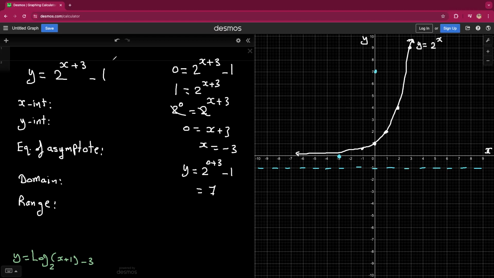What I'm going to do, the transformations that are happening to this graph compared to y equals 2 to the power of x: the graph is moving 3 to the left, the x plus 3, and down 1 because it's minus 1. So let's take some of these points and move them to the left 3, 1, 2, 3, down 1. So that's just the x-intercept. Now let's take this, move it 1, 2, 3 to the left and 1 down. Let's take this, move it 1, 2, 3 to the left and 1 down. And then take this one, 1, 2, 3 and move it.